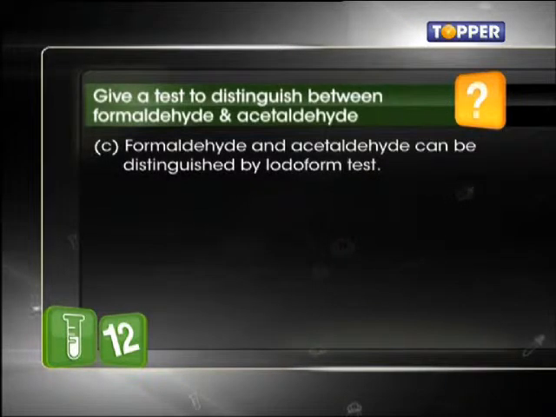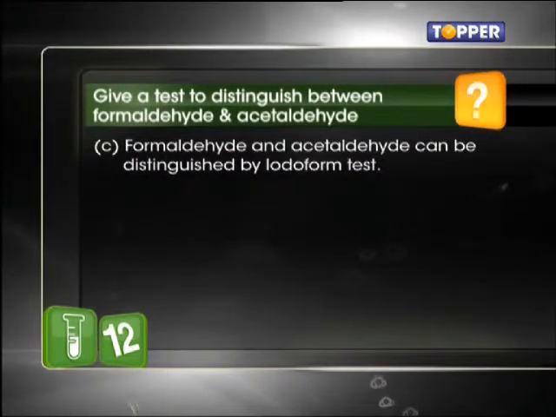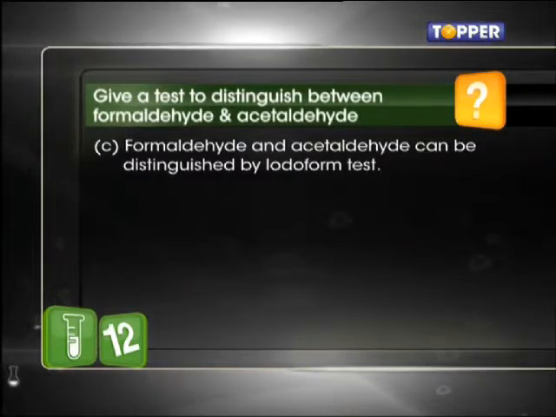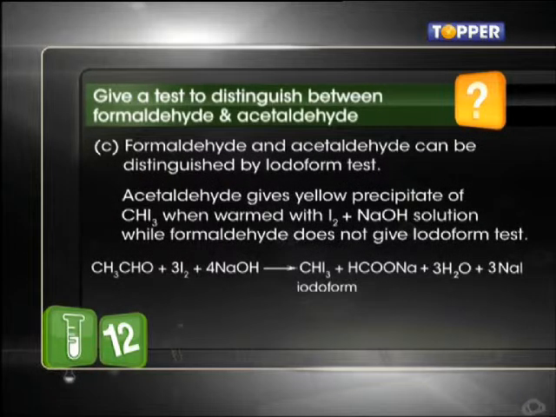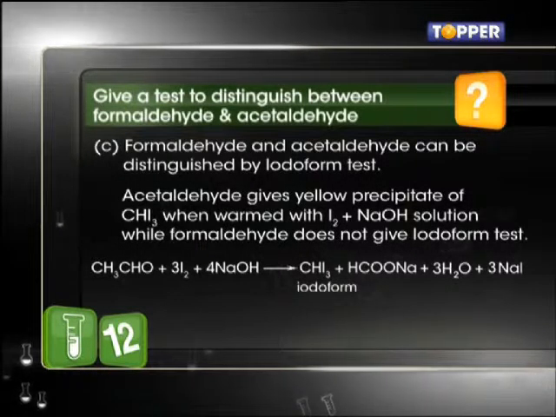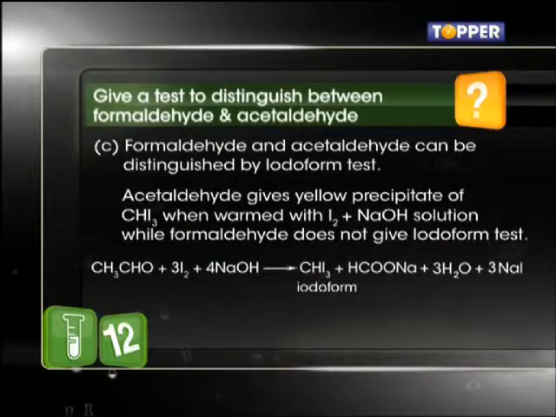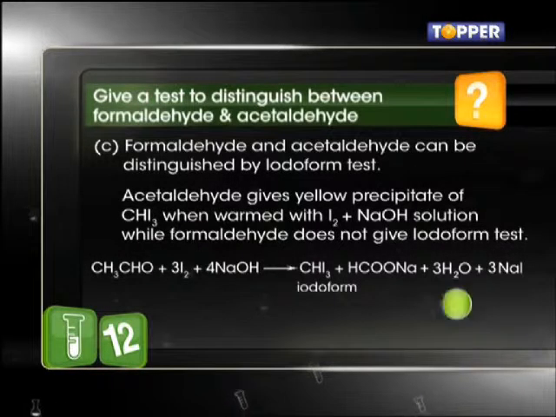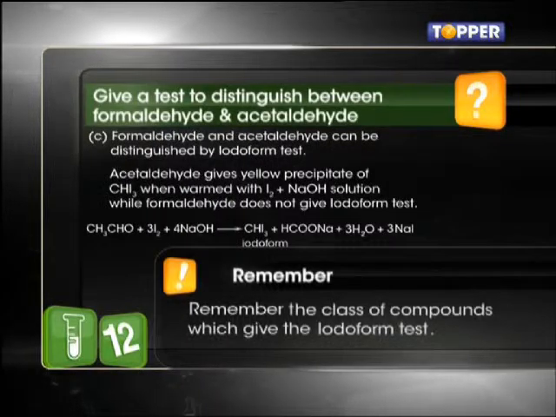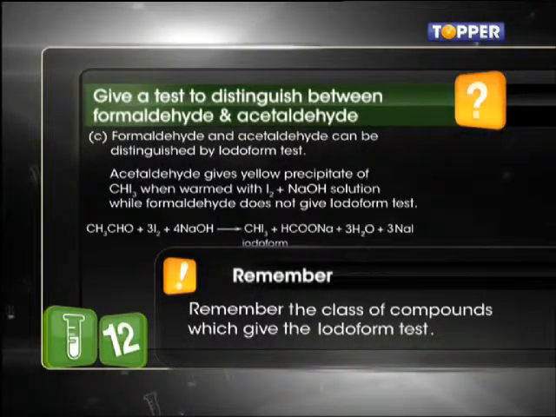And the answer to the last part is that formaldehyde and acetaldehyde can be distinguished by the iodoform test. Acetaldehyde will give a yellow precipitate of iodoform with an alkaline solution of iodine, while formaldehyde will not. Remember the class of compounds which give the iodoform test.